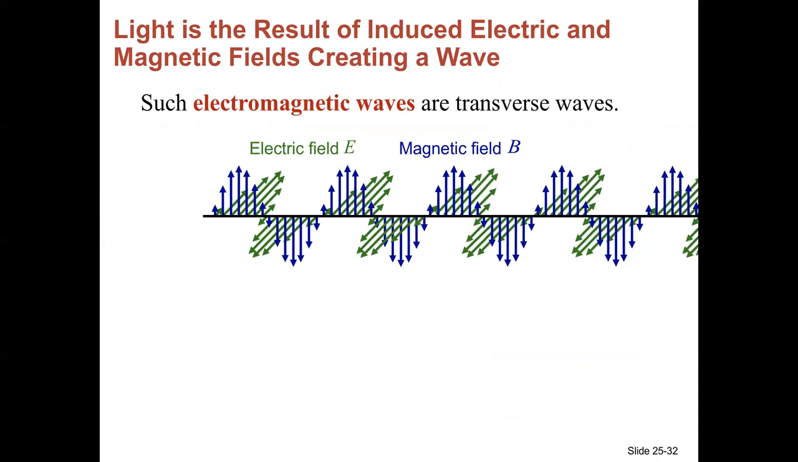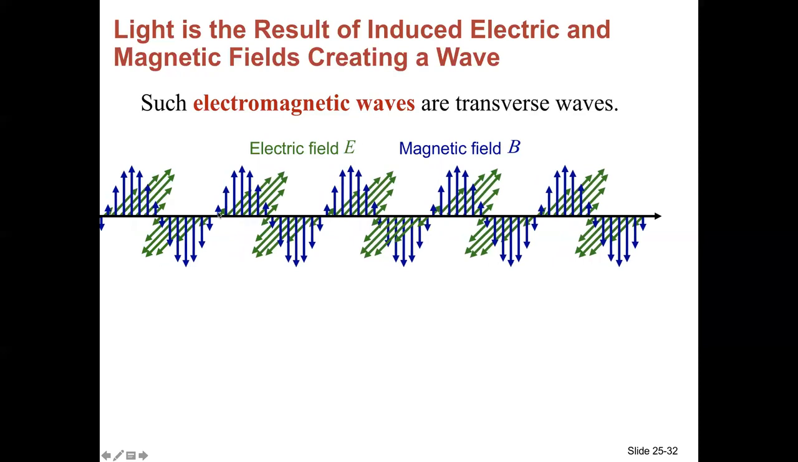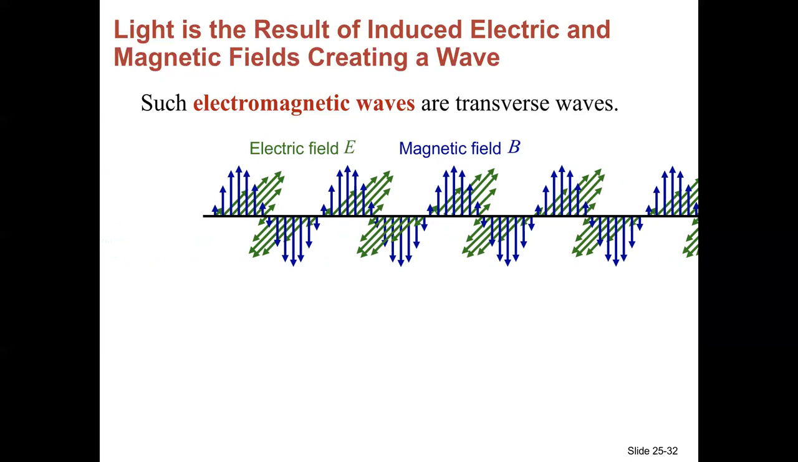So here, the blue arrows are our changing magnetic field, which create changing electric fields one spot over, which then create a new changing magnetic field one spot over. And what it allows is for this propagating disturbance in the electric and magnetic fields. Just like a water wave moves through water, we have this wave moving through the electric and magnetic fields that are out there in space. These are called electromagnetic waves.